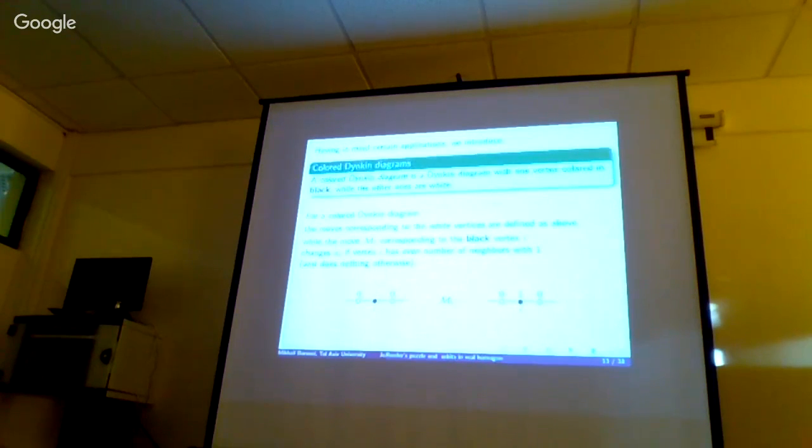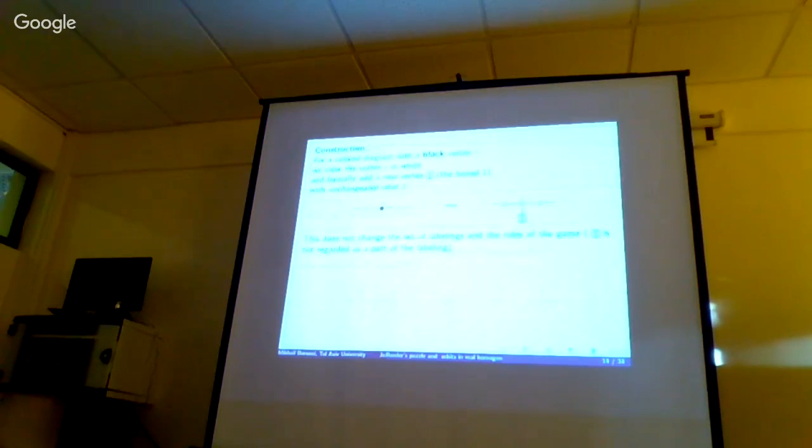And my student didn't like it because he said it's not beautiful enough, it's not nice, different rules, and he wanted to have the same rules. So he changed the graph as follows. Look, for a colored diagram with a black vertex, we make it white, and formally add a new vertex, which is called the boxed one. It has a label 1, and it's unchangeable. We cannot change it. So we have this, and we get now this.